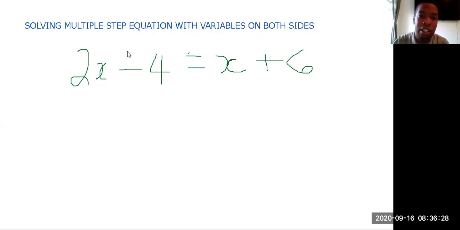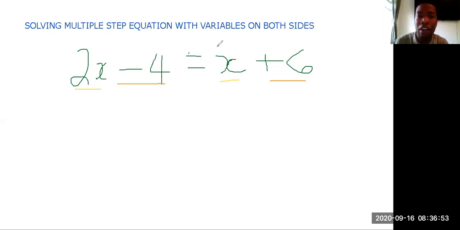So in this case, if you look at it, we really want to get this 2x and this x together, because they're like terms, and we want to get this -4 and this +6 together because they're like terms. So it's telling me that I have to move this x on this side and this -4 on this side, or vice versa, whichever way, as long as they're all together.